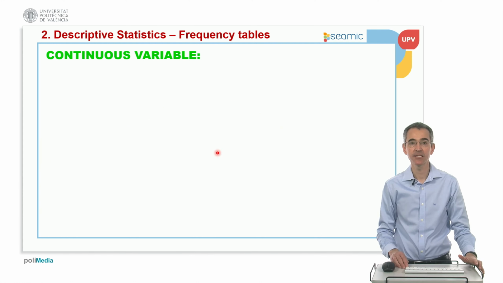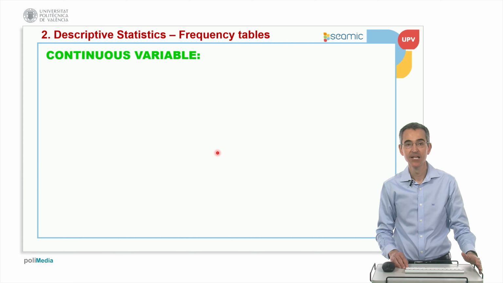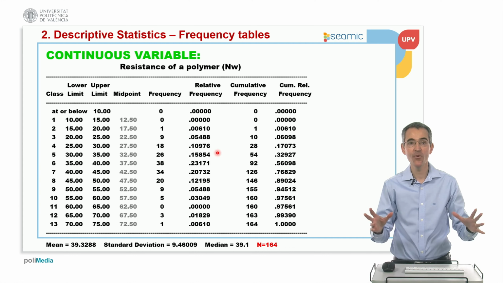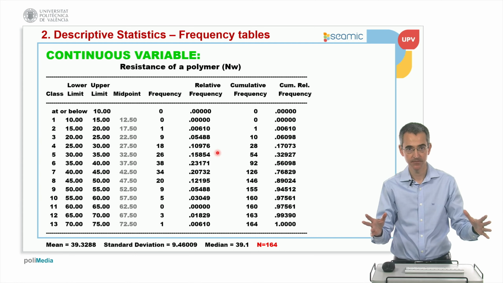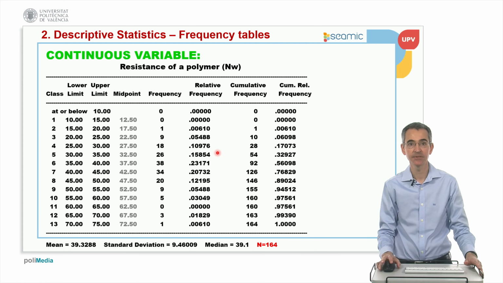Then what happens in a continuous variable? Can I use this kind of frequency table? The answer is yes, but before I have to group the values within intervals. Okay, so this is an example. Imagine that I have values for the resistance of a given polymer. Okay, and then I make the following intervals from 10 to 15, from 15 to 20, and so on. The last interval is from 70 to 75.